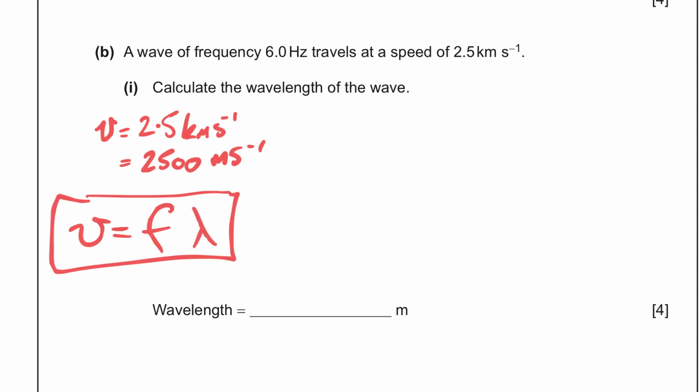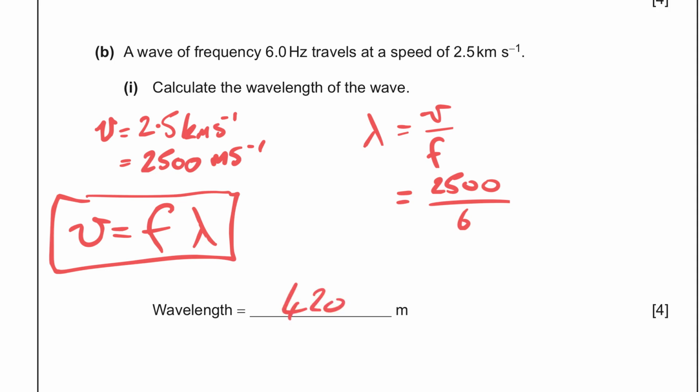So if v equals f lambda, then lambda is just going to be v over f, and we substitute now in our v and our frequency. And 2,500 over 6 comes to 420 meters. So you probably noticed that this comes out to be 416 point 6 repeating, but our original question numbers are to 2 significant figures, so we should really quote this to 2 significant figures, which would mean we write it as 420.